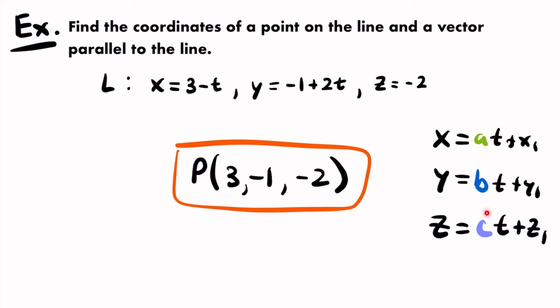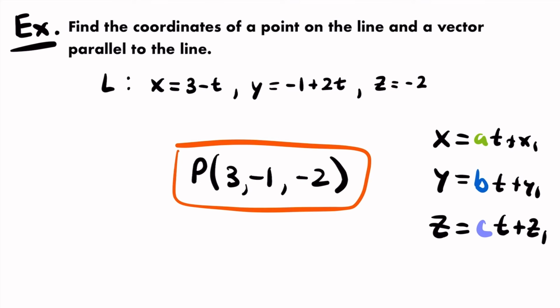And so those are just the coefficients of that parameter in each parametric equation. So for a, that's going to be -1. For b, that's going to be +2. And then for c, well, there is no term with a parameter for this parametric equation for z, so we can just assume that it's 0.